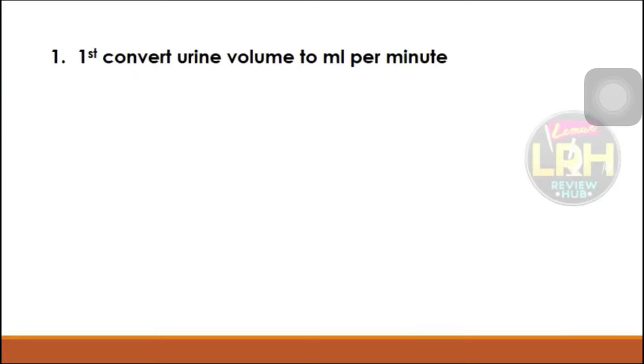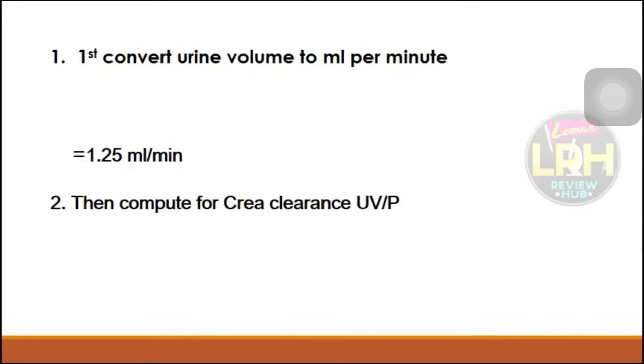Okay, so how did we get the answer? First, we convert urine volume to ml per minute. The given is 1,800 ml for 24 hours. To convert that to minutes, that's 1,800 ml per 24 hours times 1 hour over 60 minutes. We get 1.25 ml per minute.